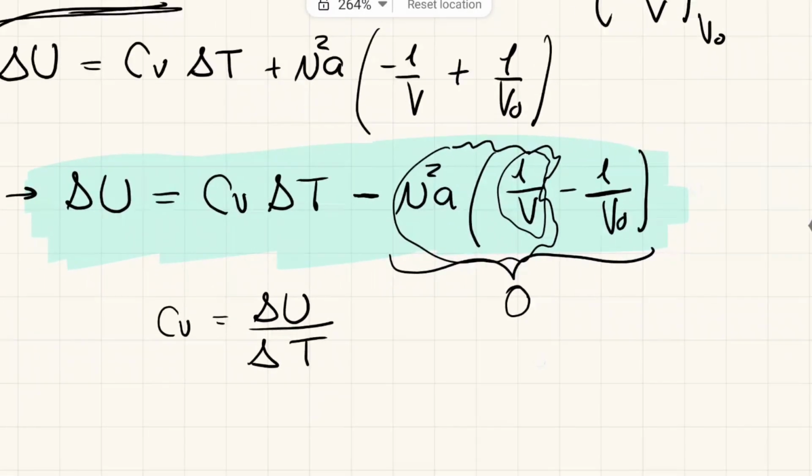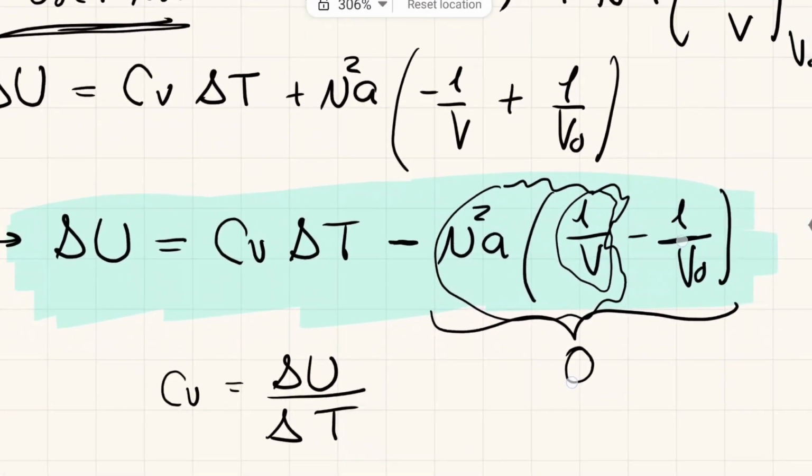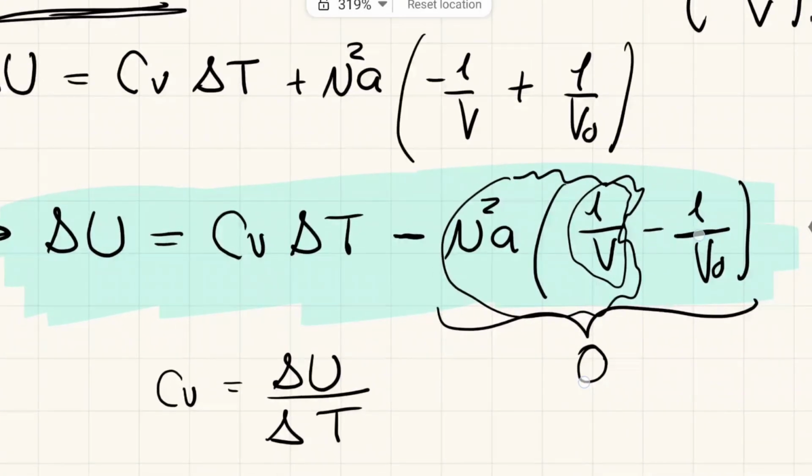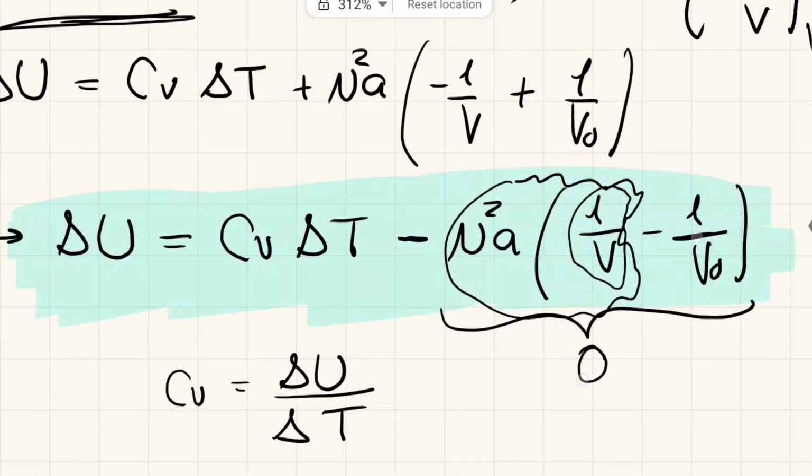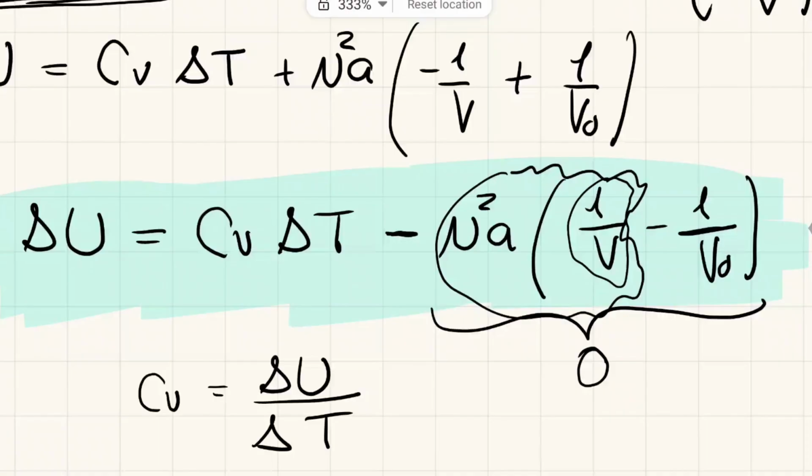Okay, perfect. So I think this is the final important result of the lesson. Remember that it's the change in the internal energy of a van der Waals gas given in terms of the state variables, the temperature and the volume.